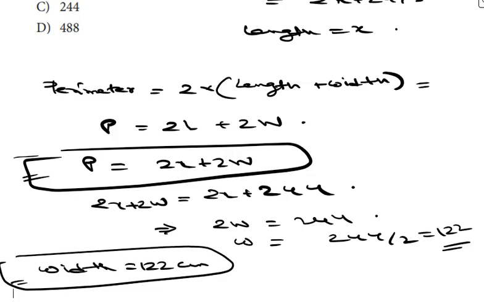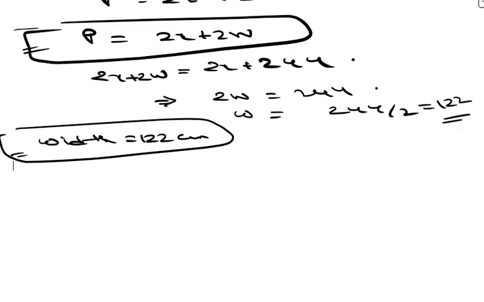Now let us understand why this works. The perimeter formula always includes 2 times the length and 2 times the width. Now in the given function, the term 2x represents 2 times the length and the constant 244 must represent 2 times the width, and that's why 244 equals 2w, and when we divide it by 2 we get the width. So therefore the width of the rectangle is 122 centimeters.